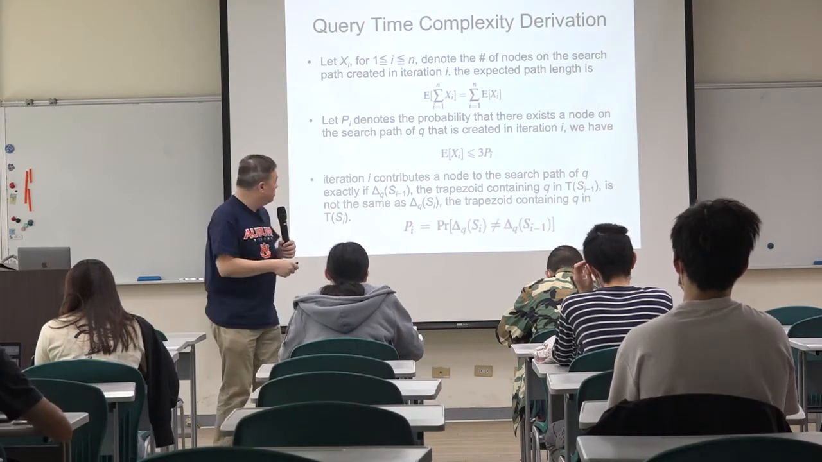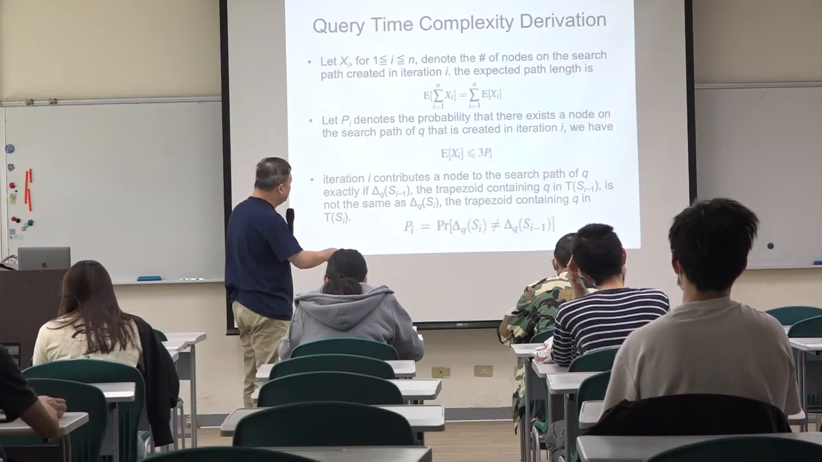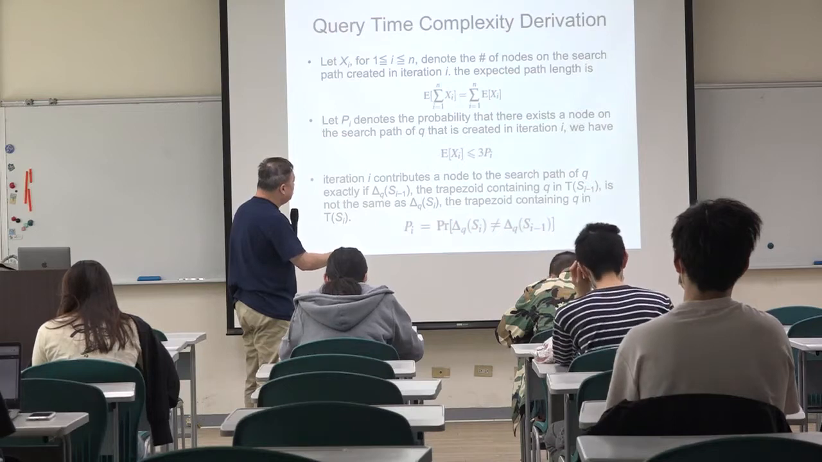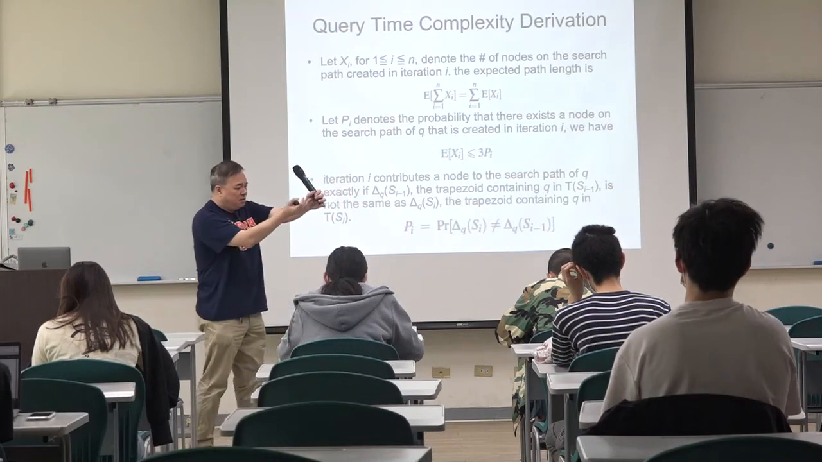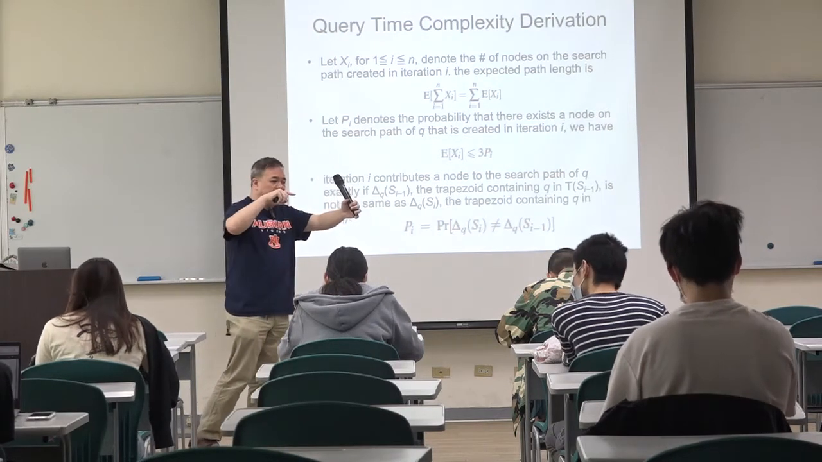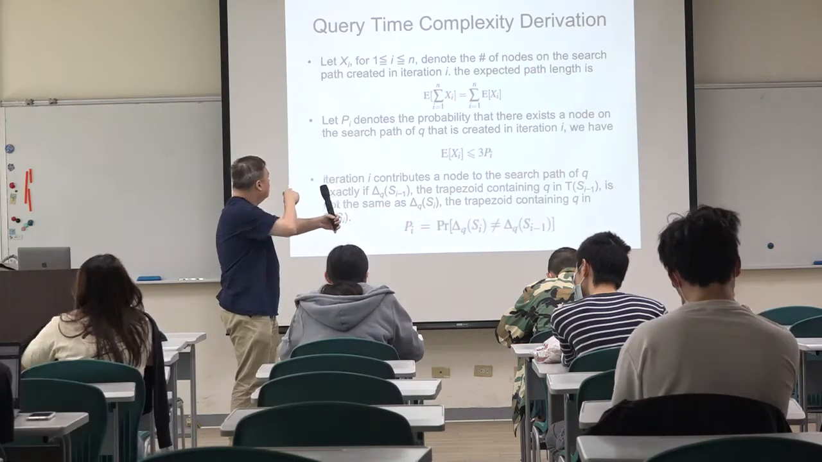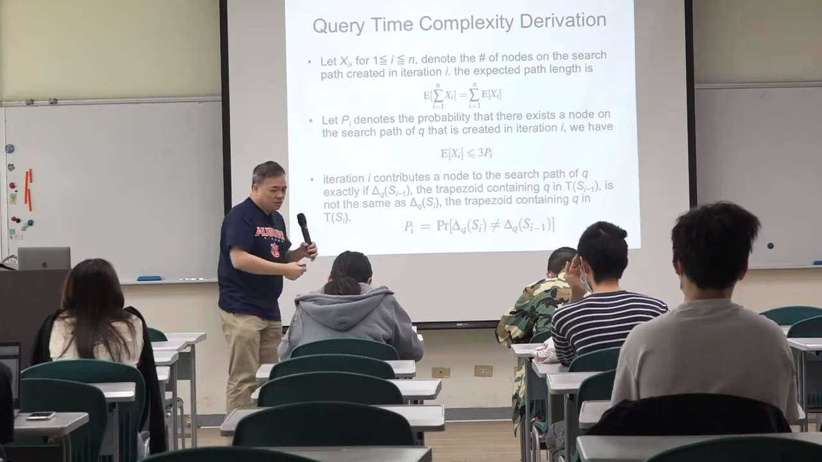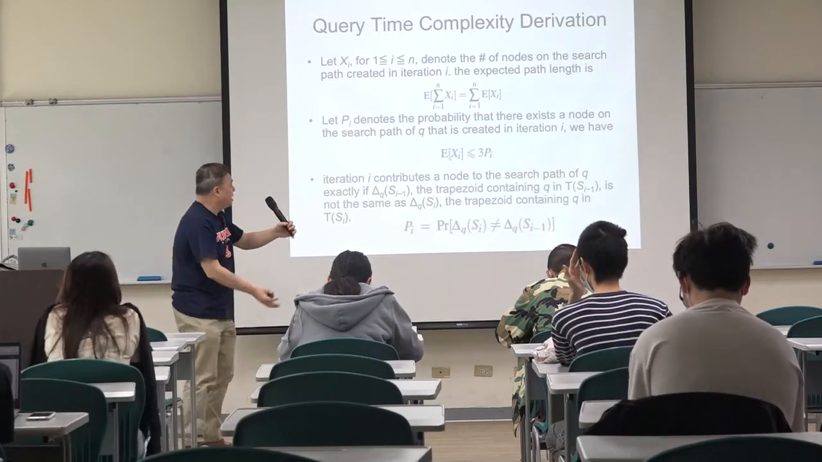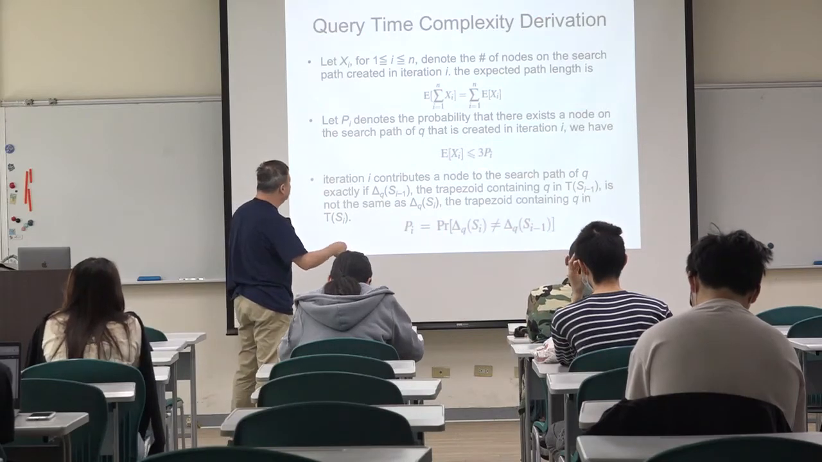So if you look at this expected Xi, it's bounded by 3 Pi, because when you add certain nodes into a search path, it's not going to be more than 3 times that of the Pi. So this is bounded by this.